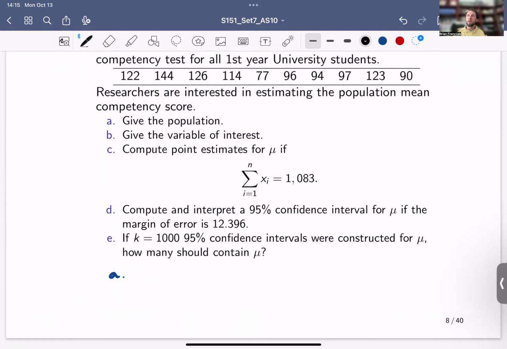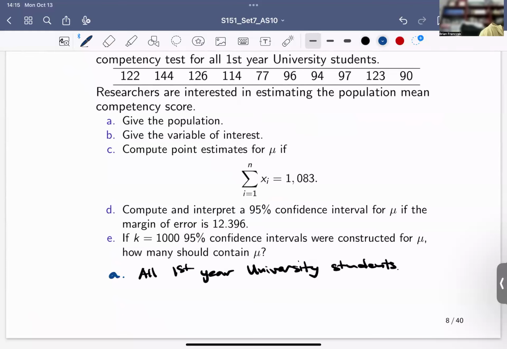Right? So here, what is the population? Well, that's just all first year university students. Okay. What is the variable? So what are we measuring? Competency score.